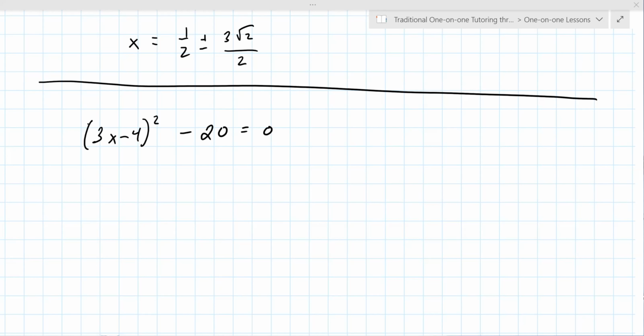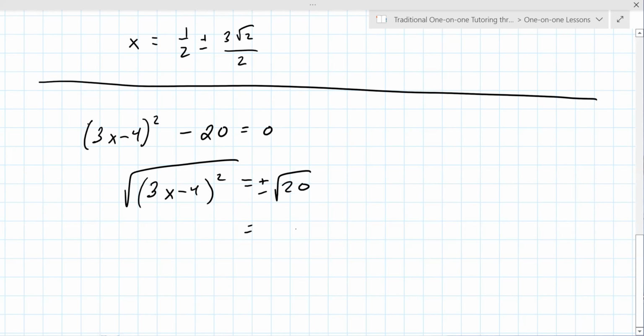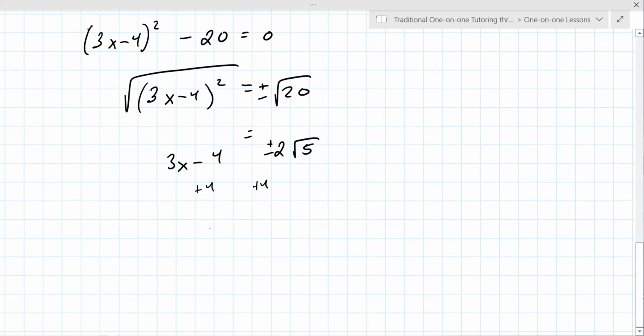How are you doing on this one, Julia? I got x minus 4/3 equals 2√5/3. Okay, so it definitely ends up being 3x minus 4. I'll just put down some steps here, and then you take a square root of both sides. So yeah, it's 2 plus or minus 2√5 equals 3x minus 4. And then you add the 4 to both sides, so it becomes 4 plus or minus 2√5. And then the final step is to divide by 3.